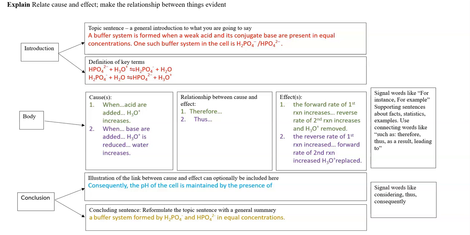And we start by describing the relationship between adding H3O+ and the buffer's response. Then we describe the relationship between the addition of hydroxide and the buffer's response. And finally, we conclude by linking the maintenance of pH to the definition of a buffer that we gave in our topic sentence. So the whole answer is brought back to the place that it started from.